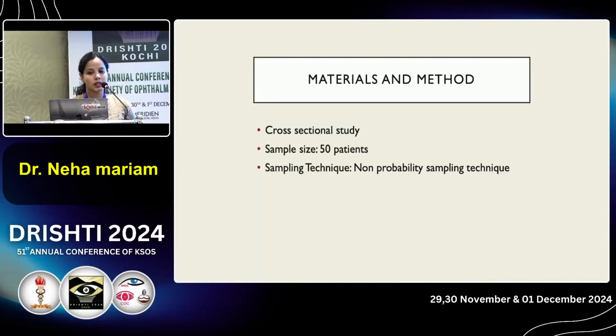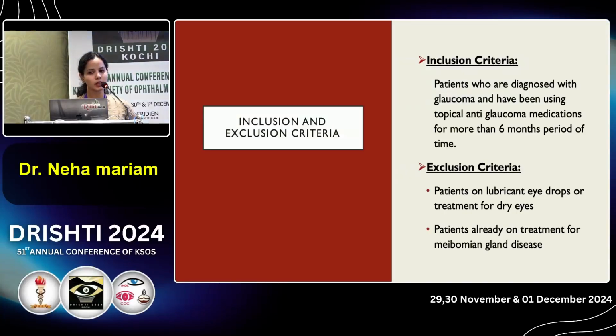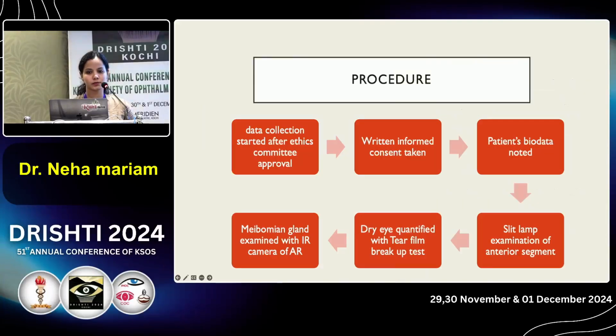Materials and method. I did a cross-sectional study with a sample size of 50 patients, and a non-probability sampling technique was used. Inclusion criteria: patients who were diagnosed with glaucoma and had been using topical anti-glaucoma medications for more than 6 months were taken, and patients using tear film substitutes and those already on meibomian gland disease treatment were excluded. Data collection started after ethics committee approval. Written informed consent was taken from each patient and the patient's biodata noted.